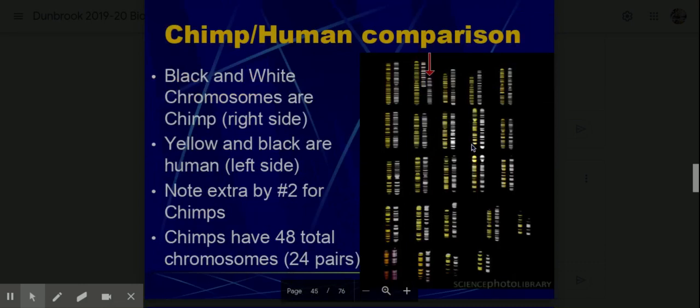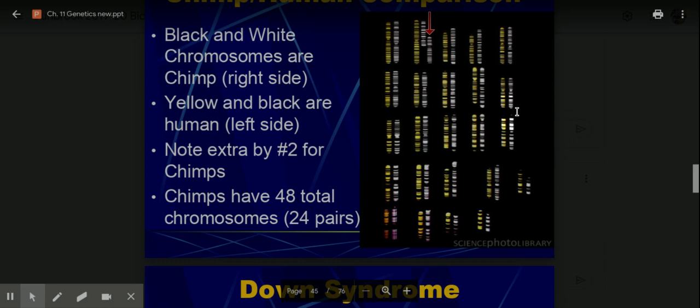Looking at a comparison of a chimp and a human's chromosomes, well, it makes sense that chimps are our closest living relatives, chimpanzees, and they have an extra pair of chromosomes, but they're very close to our number. Remember, our number is 46. Chimps have 48 total chromosomes. They actually have an extra pair of the number two there, okay?